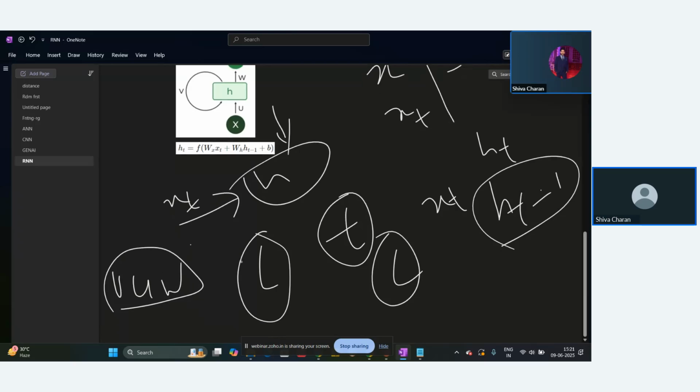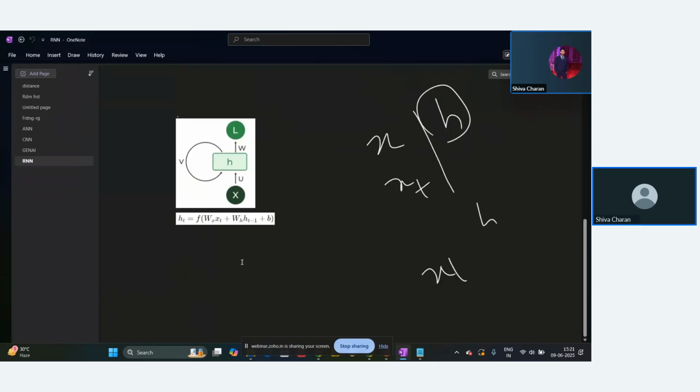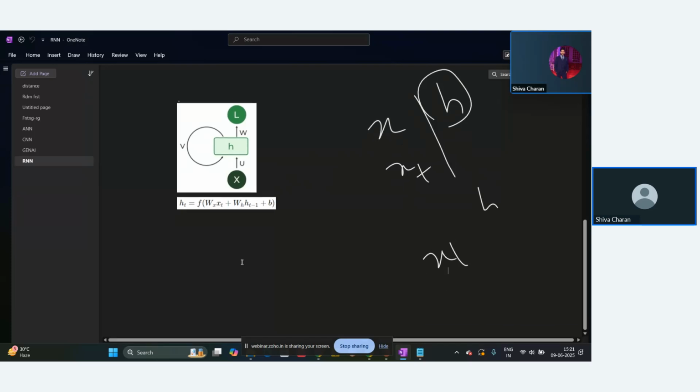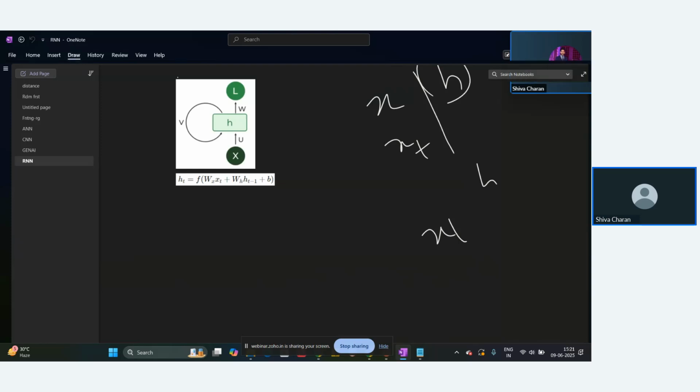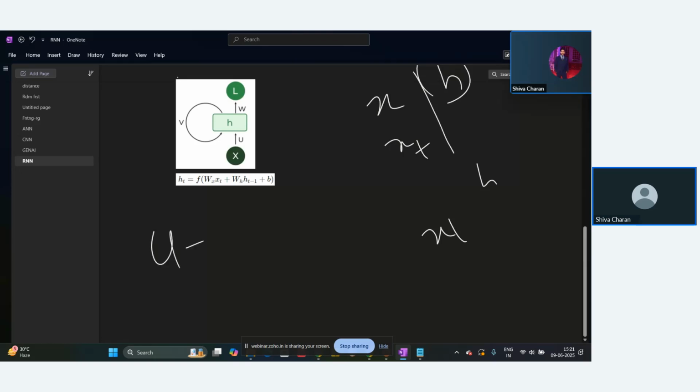Just a minute, let me undo this. We'll write here again. Now we'll discuss this U. U is nothing but a weight between the input and the hidden state. U is the weight applied between the input and the hidden state. And all these U, V, W are learnable parameters. Remember, they are learnable parameters.